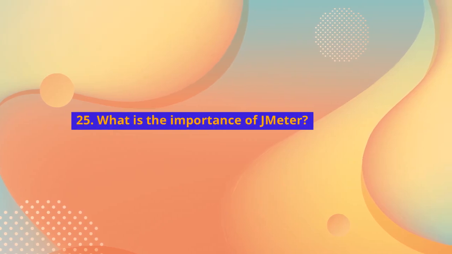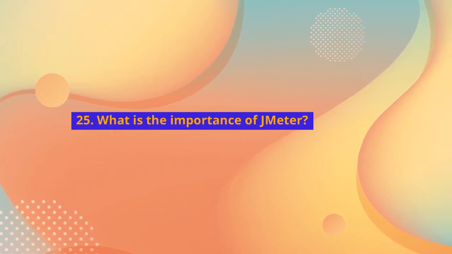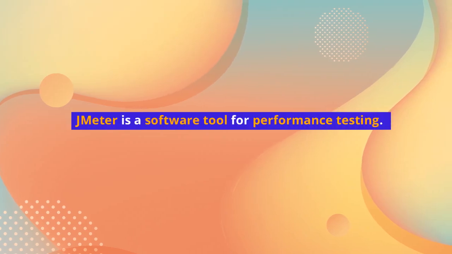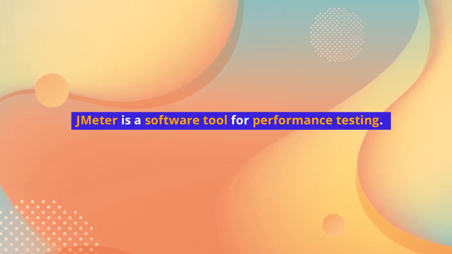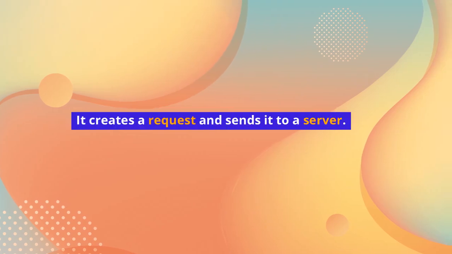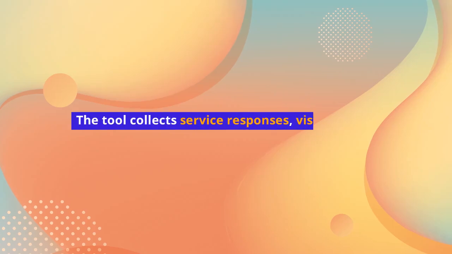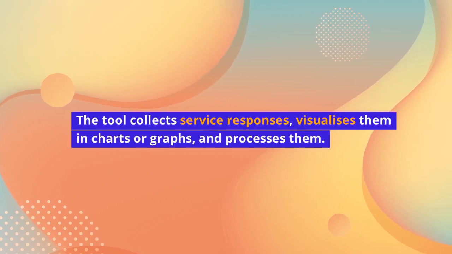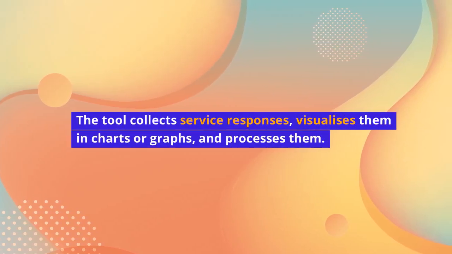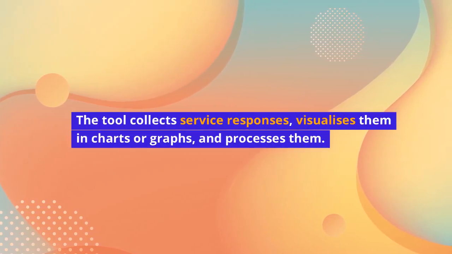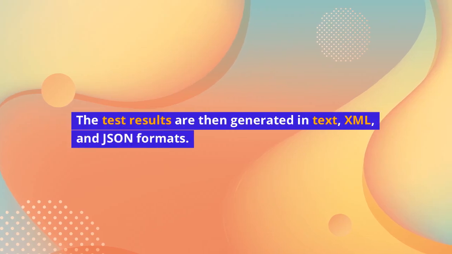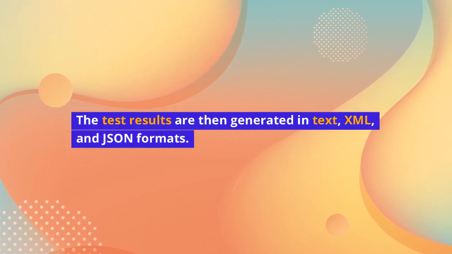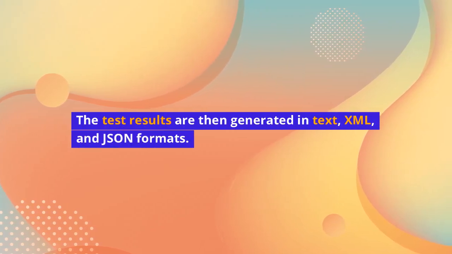25. What is the importance of JMeter? JMeter is a software tool for performance testing. It creates a request and sends it to a server. The tool collects service responses, visualizes them in charts or graphs, and processes them. The test results are then generated in text, XML, and JSON formats.